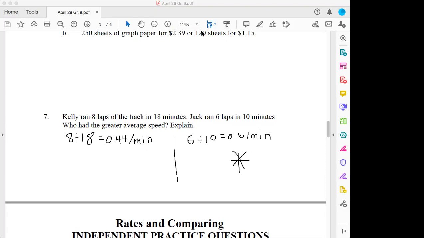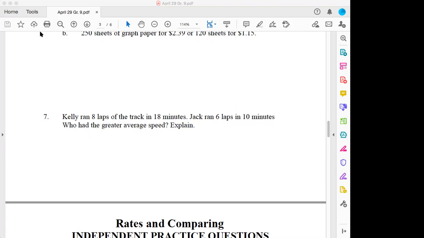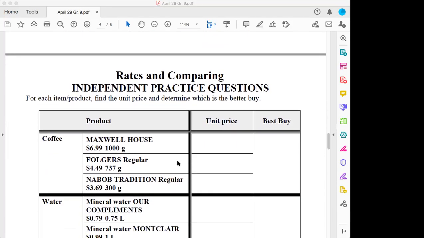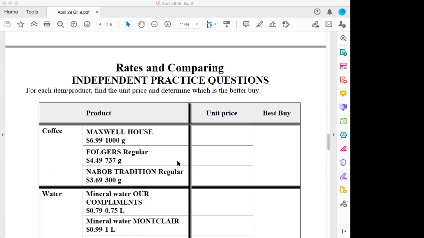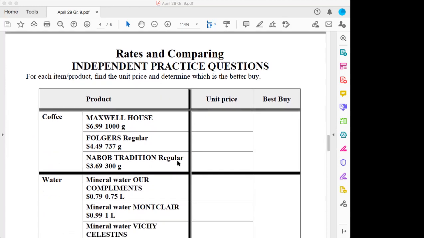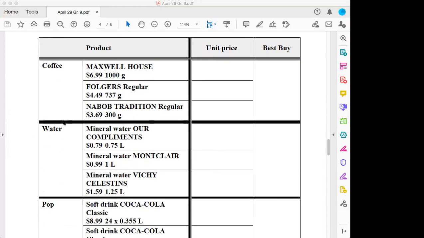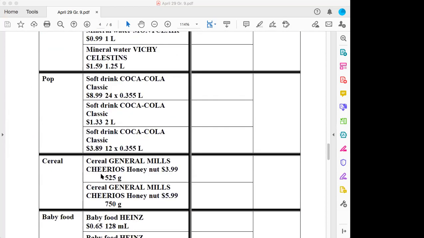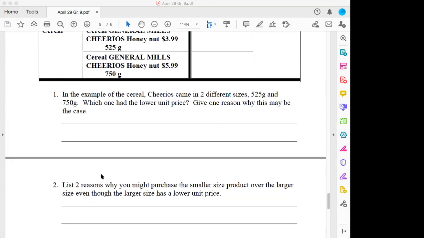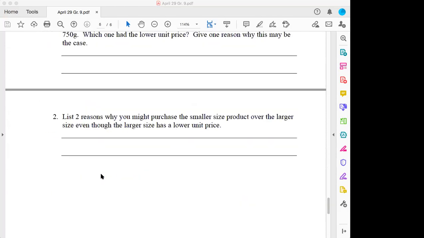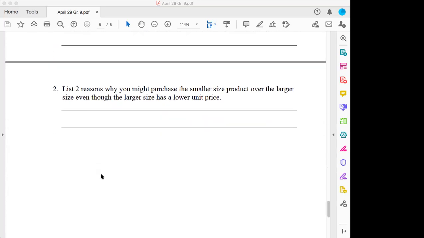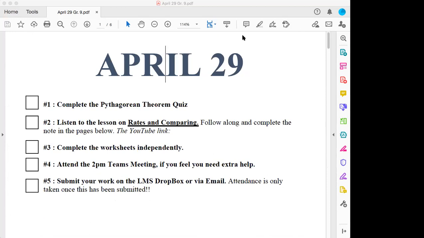Okay, so I'm going to erase this. I'm going to run through your independent work real quick. And then, like I said, Mr. Found will be on the Teams meet to help you out with this. Okay, so you're going to find the unit price for each item. So we've got coffee. There are 3 different types of product. You will have to find the unit price for those. Same with the water, same with the pop, etc. There's a whole list of them, and you're going to tell me which one is better. And there's just 2 little questions for you here. Okay, so it's relatively simple.